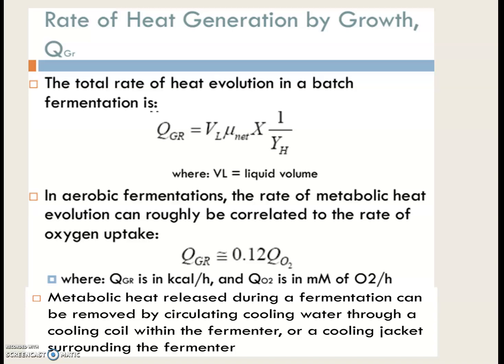The metabolic heat released during fermentation can be removed by circulating cooling water through a cooling coil within the fermenter, or by using a cooling jacket surrounding the fermenter. Okay, this is related to the fermenter design. You can have a cooling coil or you can also have a cooling jacket.